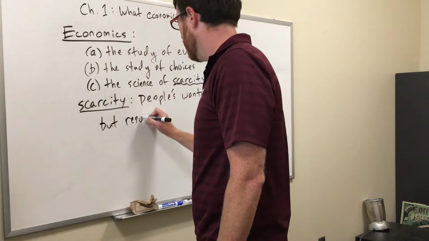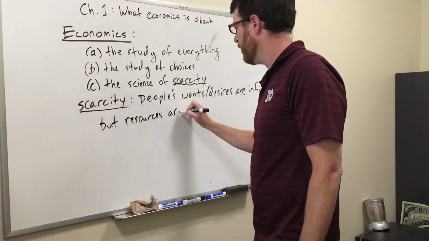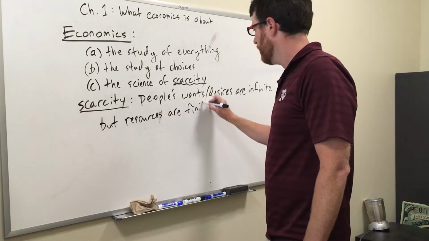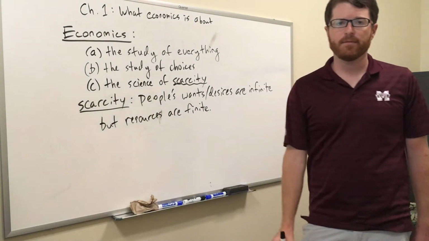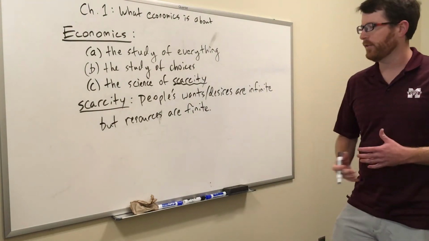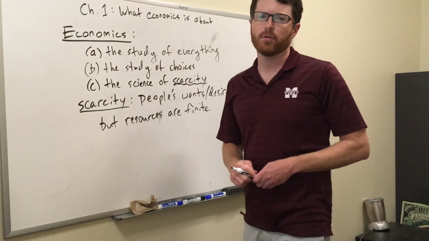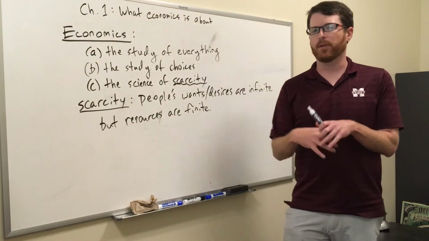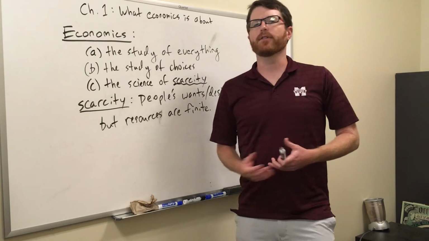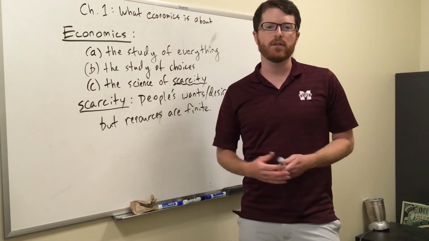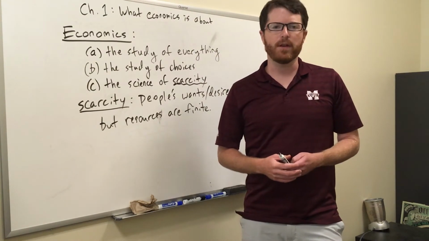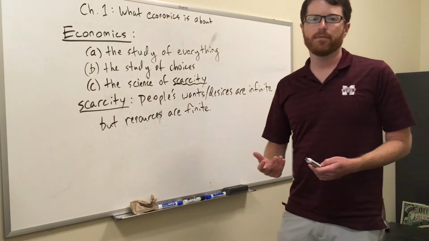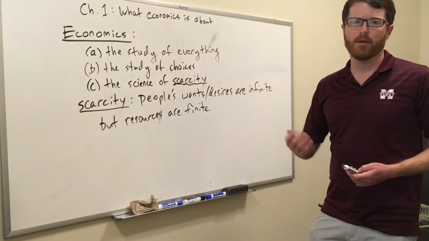but resources are finite, right? So you've got infinite desires, but a finite amount of resources. So if you want to think about economics in terms of money, if I've got $5 in my pocket, there's a lot of things I can choose to do with that. The scarcity being that I only have $5, and the fact that there's lots of things that I want. So I've got to make choices, right? I've got to decide what I'm going to do.